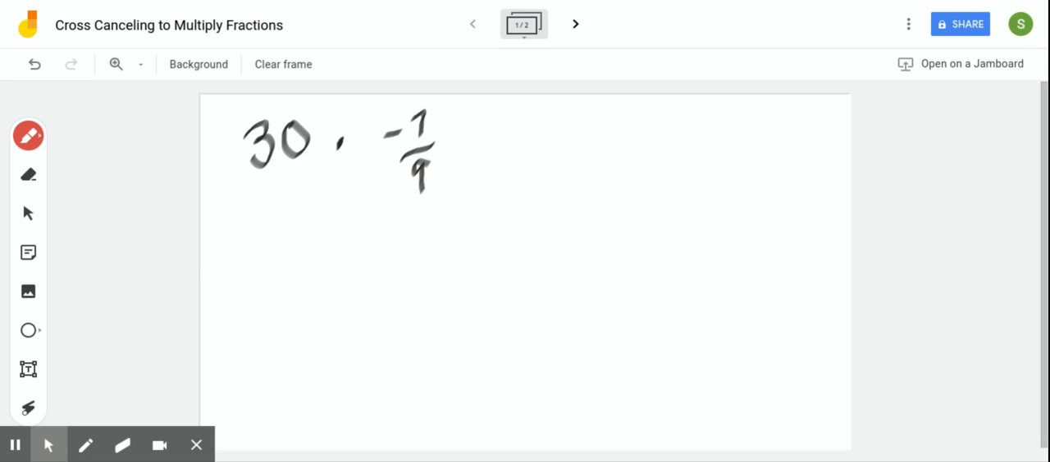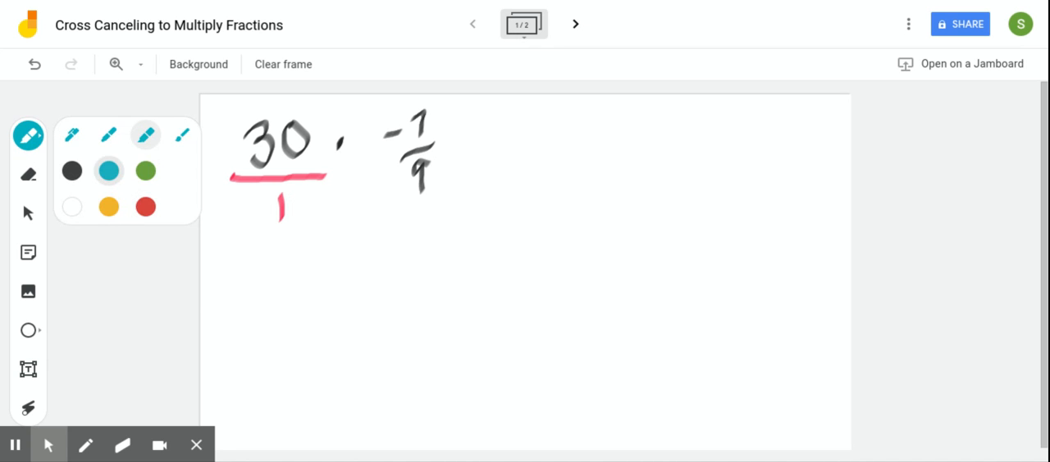So when you're multiplying fractions, a really simple technique that will help you multiply these problems a little more easily is to use the cross-canceling method. So here's how you do it. The first thing that you want to do is if you have any whole numbers or mixed numbers, you want to change them to improper fractions. So I'm going to change 30 into 30 over 1.